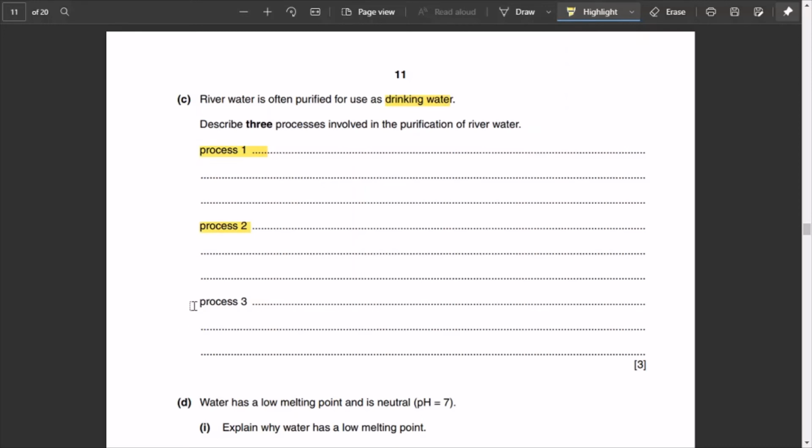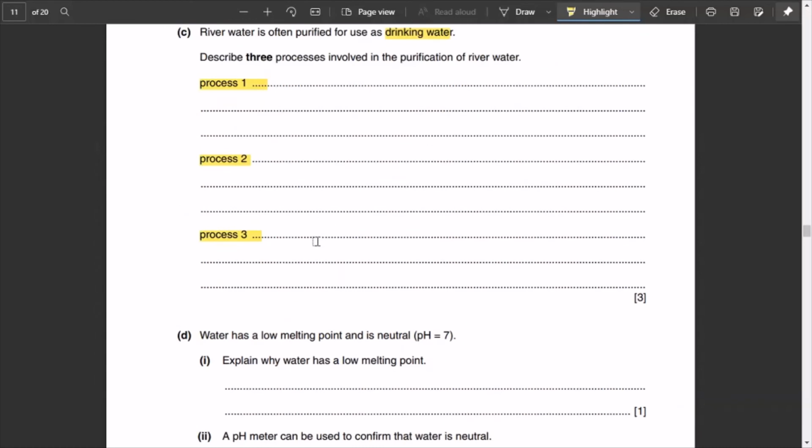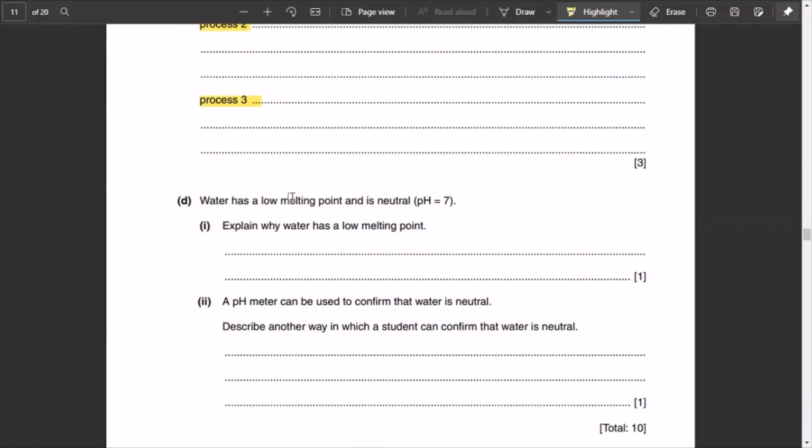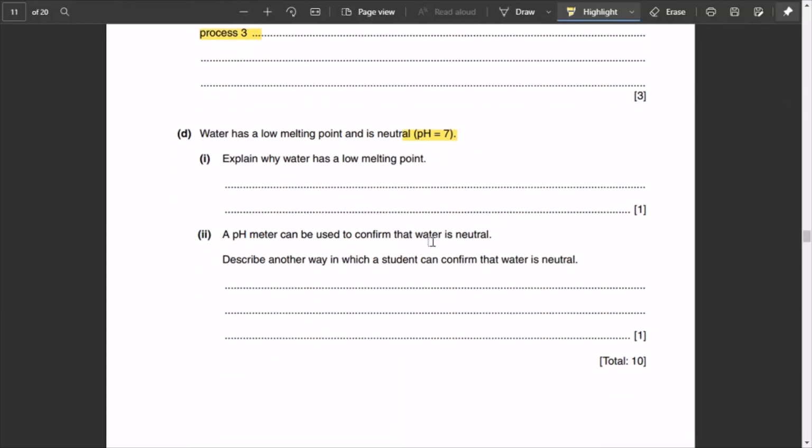First of all, we talk about chlorination. Then we filter the particles that are physically mixed and insoluble. And then finally, we put carbon in it and remove all the smell from it so that it can taste and smell better. It's pure now. It can be drunk. Water has a low melting point and is naturally pH 7. Explain why water has a low melting point. Basically, water has a low melting point because of its intermolecular forces, which are really weak.